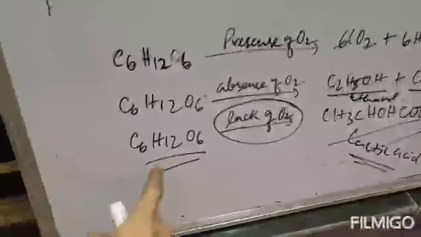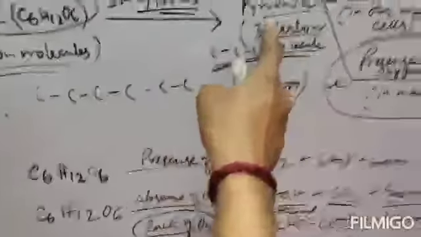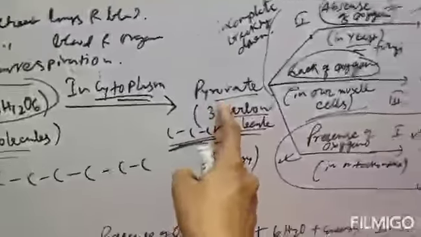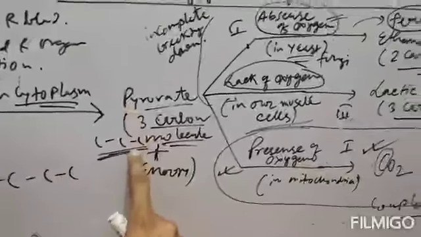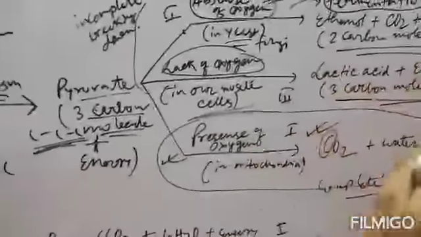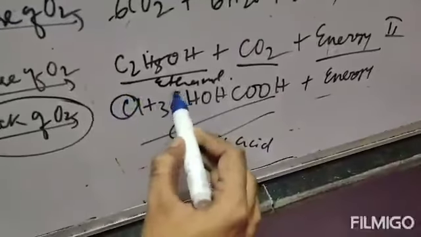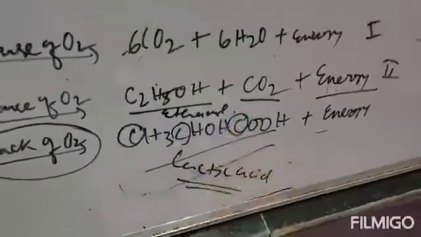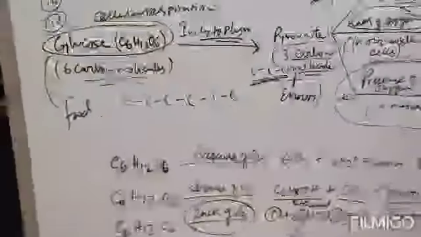Here glucose initially was a 6 carbon molecule and it converts into the pyruvate compound, and then the pyruvate compound directly converts into lactic acid. So pyruvate was initially a 3 carbon molecule compound and lactic acid is also a 3 carbon molecule compound. Clear? So these are the equations of the breaking down of glucose in various pathways.